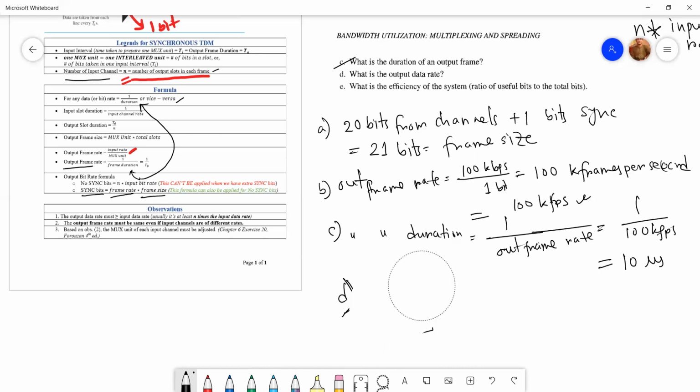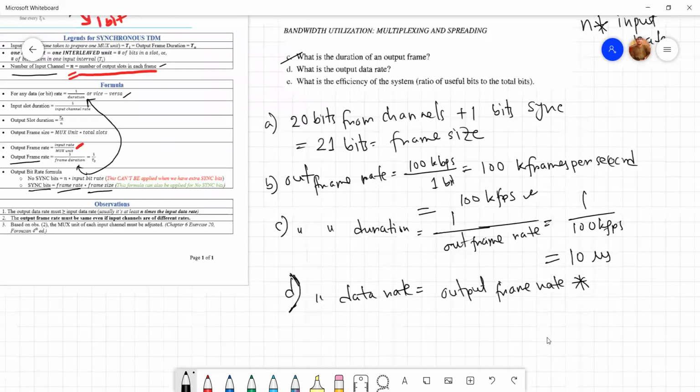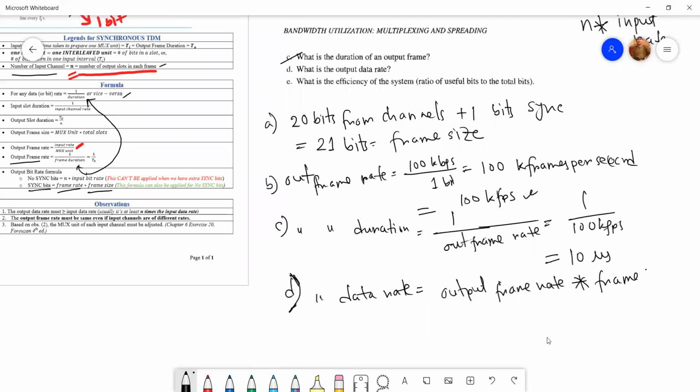So basically the idea is very simple. How many frames you are sending, and what is the size of your frame. The output data rate is basically how many frames you are sending in one second. That is my output frame rate, multiplied by the size of the frame, which is the total number of slots inside the frame.